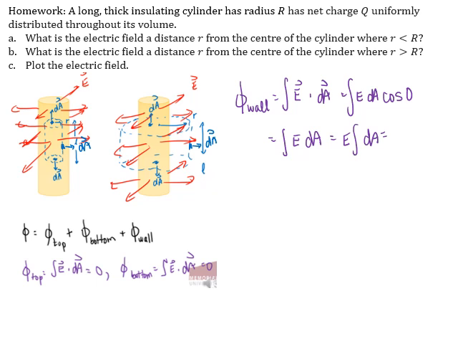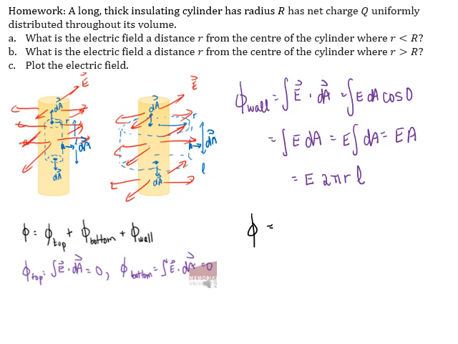The integral of dA is just A. A refers to the area of the wall of our Gaussian surface. So the area of that wall is going to be 2 pi r times the length. Okay, so now we have a way to find the net electric flux.